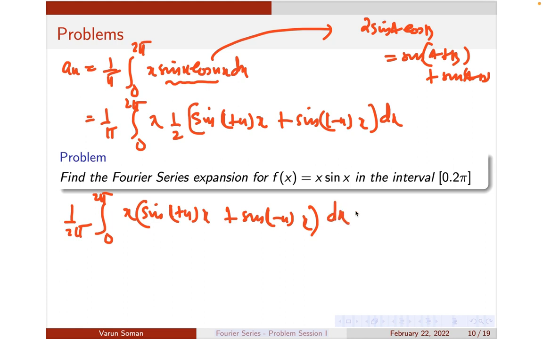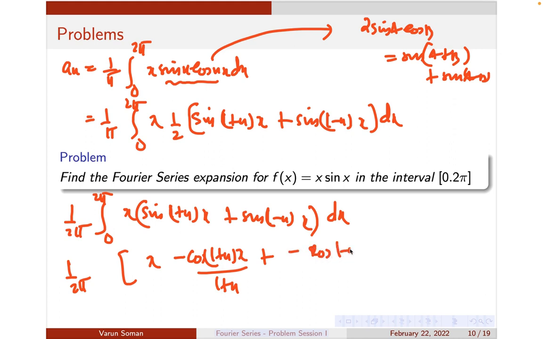It's very simple. Using integration by parts itself, you can do it. So it will simply be 1 by 2 pi into x into the integral of this one, that is minus cos of 1 plus n into x by 1 plus n, plus minus cos of 1 minus n into x by 1 minus n. That's the integral of this part. I'm taking it together. If you want, you can do it separately also, no issues there.